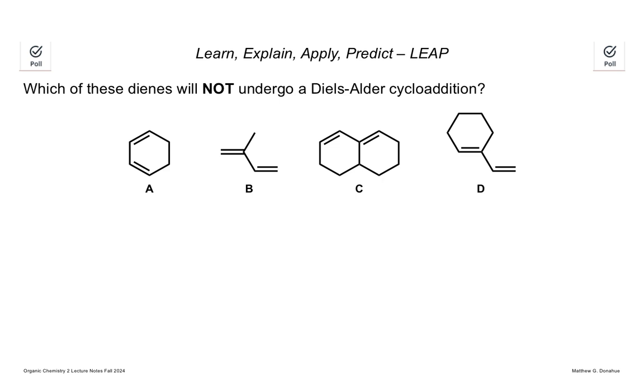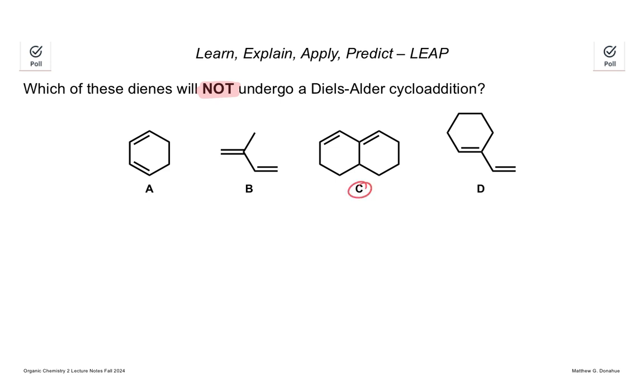So let's review some of this stuff. Which of these dienes, remember diene is the component with the two alkenes, will not undergo the reaction? So what I'll try to do on the exams, anytime something's negative, like not, I'll try to highlight it in bold and caps so you're on the right path. So which one of these will not undergo a Diels-Alder? What's that? C.